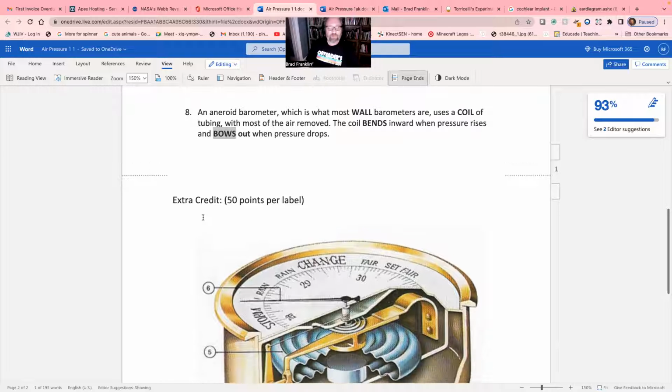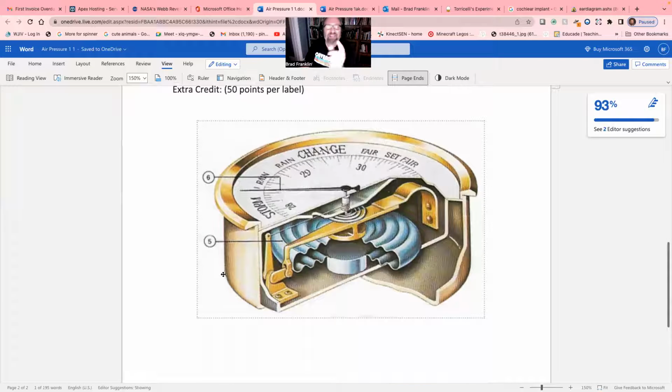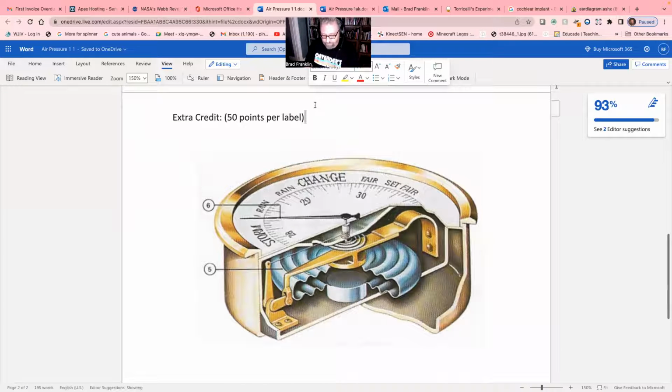All right, now your extra credit, 50 points per label. Now this is not set up the way yours is, but you have an idea. There's two different things here. What is this part called again? We just said it. It's the coil. Very good. And this part, which points at the number, what do you call the thing that points? It's a pointer. Exactly. So what I want you to do is put the word pointer in the right box and coil in the right box. Very easy. 50 points per label. It's 100 points.